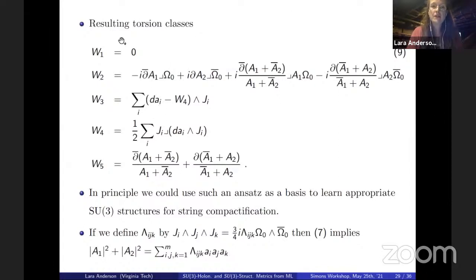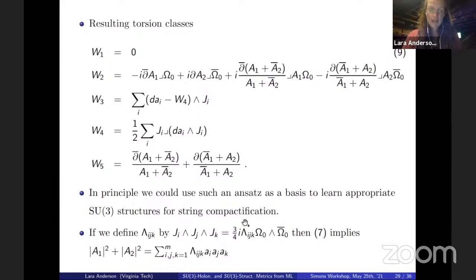So the idea is that given such a combination of torsion classes, now for an ansatz of this type, we could ask that we minimize a loss function in a neural network that was built out of these functional forms for whatever class of string theory we're interested in. I gave you the example previously of the Strominger system. We could impose the conditions on torsion classes to have the Strominger system, and we could ask to minimize a set of losses built out of this data. In principle, we could use this ansatz to learn approximate SU(3) structures.